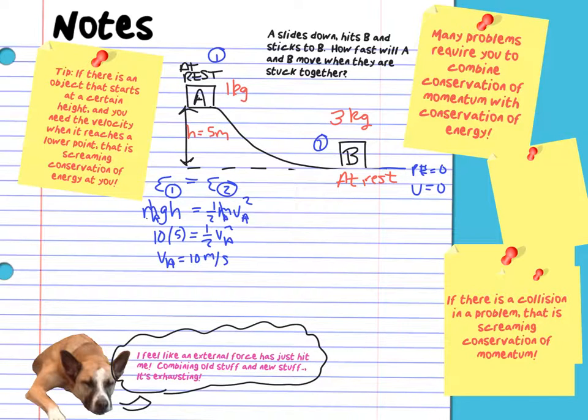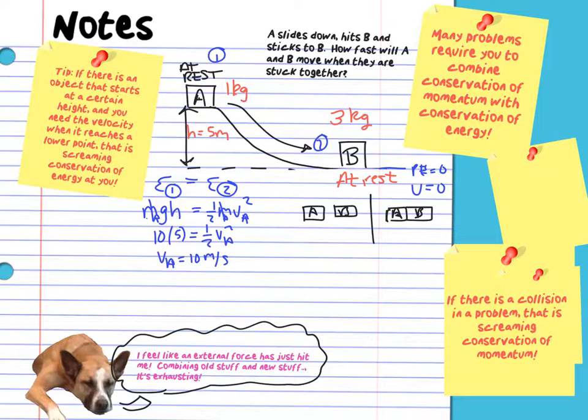A is now going to go down the ramp, and it is going to hit B. Right before it hits B, it's moving at 10 meters per second. So just like in our one-dimensional problems, we have A and we have B, and then they stick together. And we need to find out how fast they are moving when they stick together.